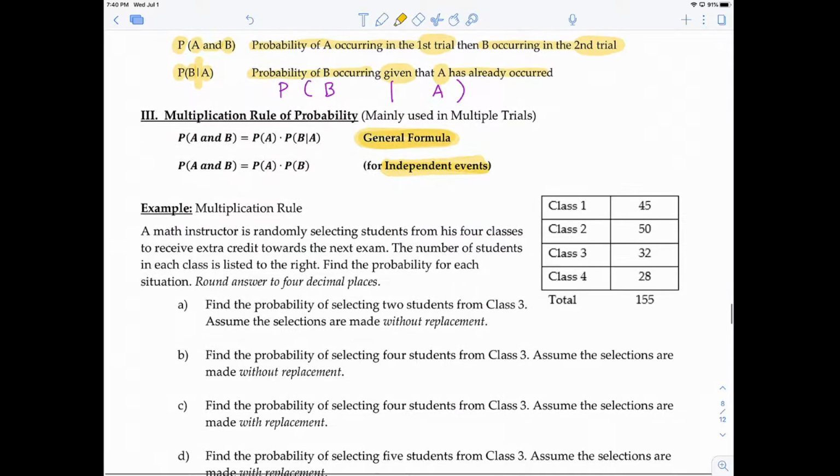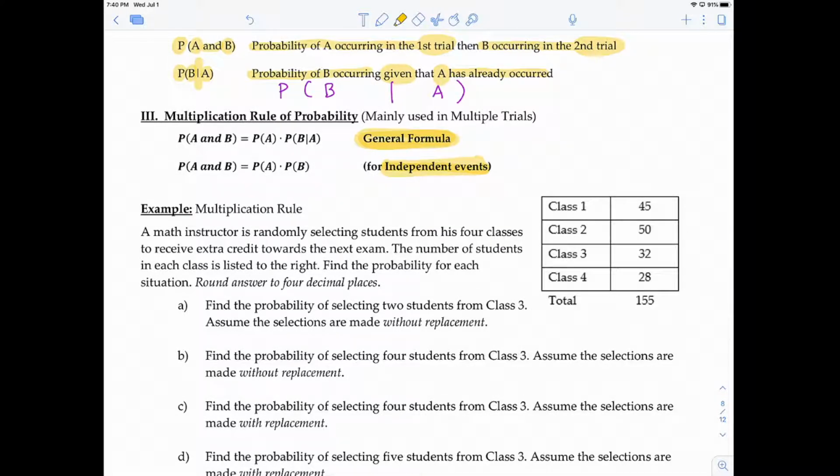Okay, so let's take a look at this one example. We have a math instructor randomly selecting students from his 4 classes to receive extra credit towards the next exam. So we have this instructor, and she's randomly selecting students from 4 classes to get extra credit. The number of students in each class is listed to the right. Find the probability of each situation.